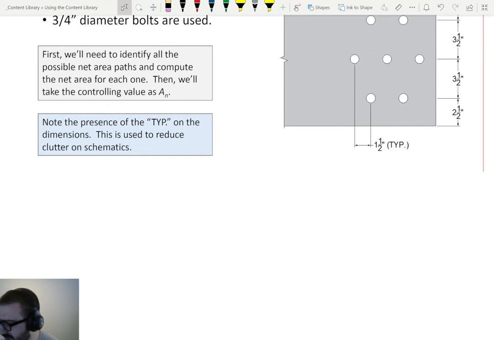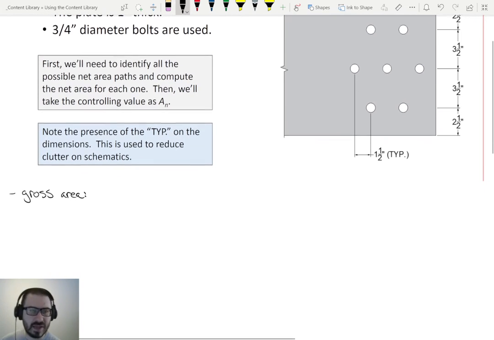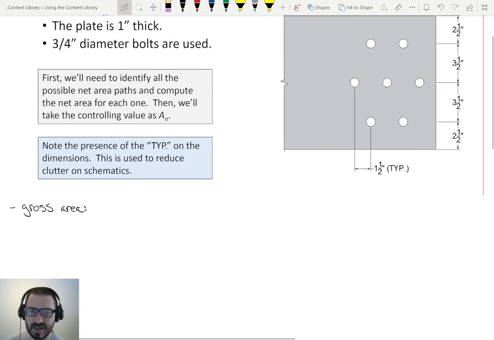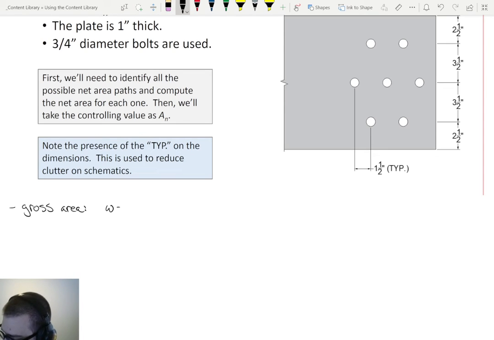Now, in order to get into this problem, the first thing I'm going to do is compute some base quantities. First, I'll compute the gross area. If we look at the plate, on the very right we have 2.5, 3.5, 3.5, 2.5. So the overall width of the plate is 2.5 and 3.5, and then just double that. So 2.5 and 3.5 is 6.